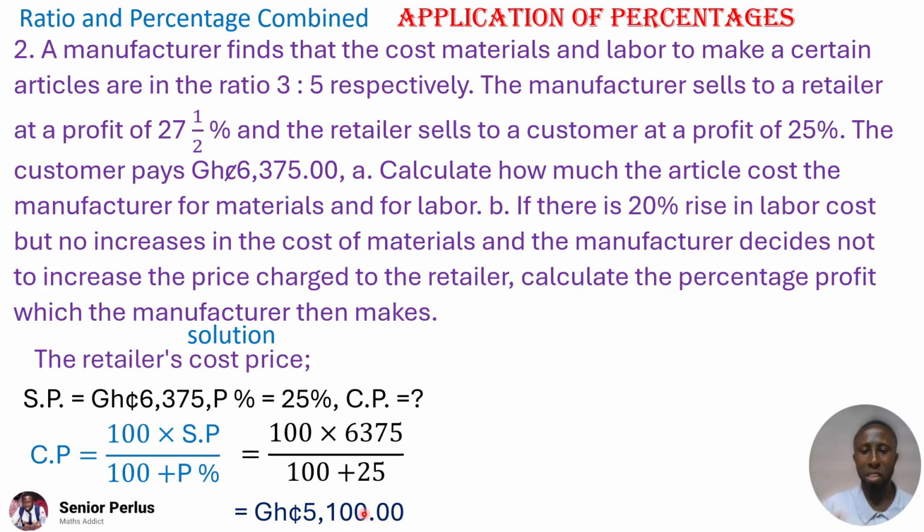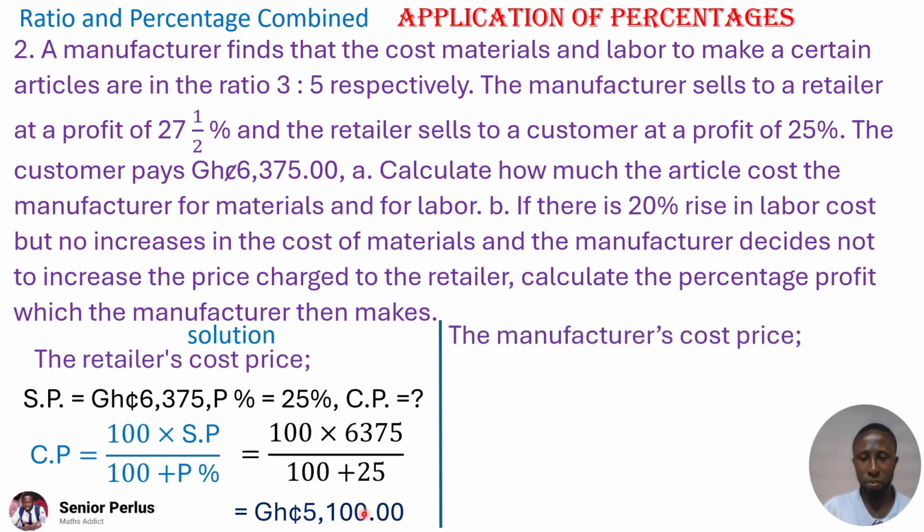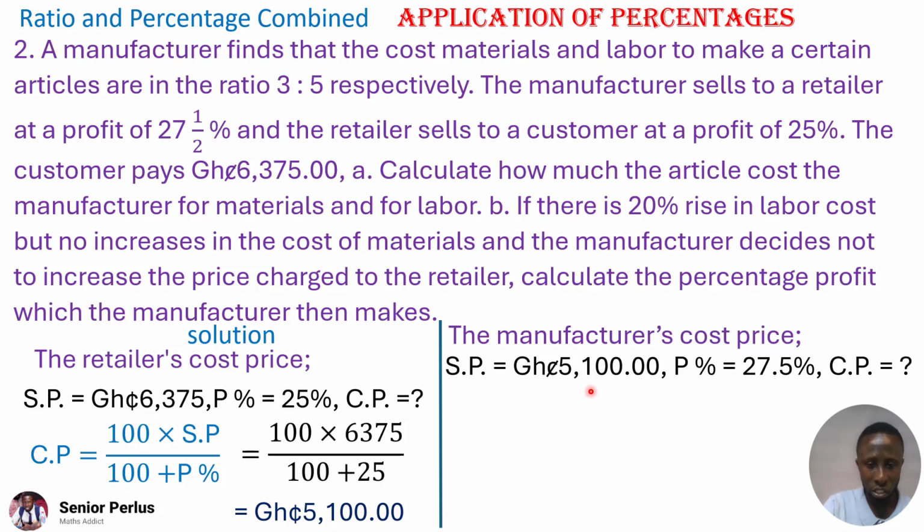Good. And this cost price is what the manufacturer sells to the retailer. Because the manufacturer sells to the retailer, the retailer bought from the manufacturer. So the cost price here becomes the selling price for the manufacturer. Good. So now we can write for the manufacturer cost. The selling price is this for the manufacturer. The cost price of the retailer is the selling price of the manufacturer. This is what the manufacturer sells to the retailer.